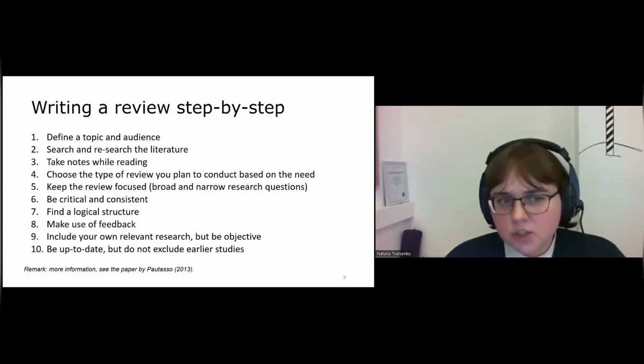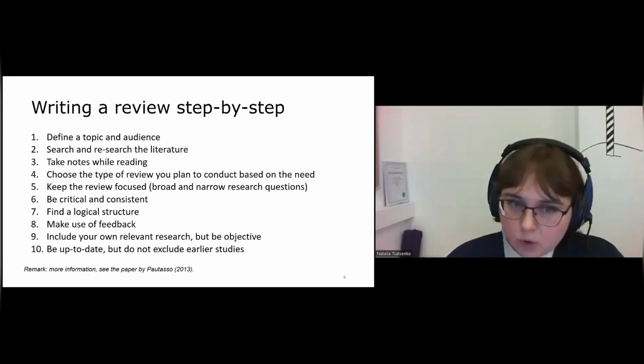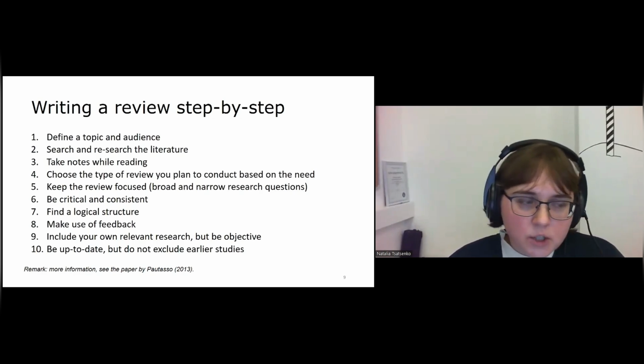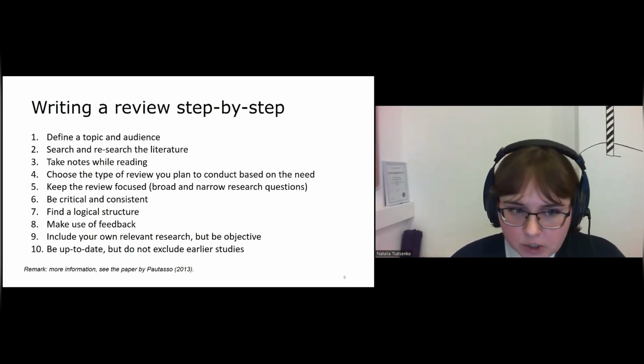The fifth step is very important, and actually it goes up: think about what our research questions are. They could be narrow, they could be broad. It depends on you, but later you will see that in different types of review, there could be different forms of research questions. Definitely in any research paper, but also in writing a review, we have to be critical, consistent and coherent. We have to find a logical structure.